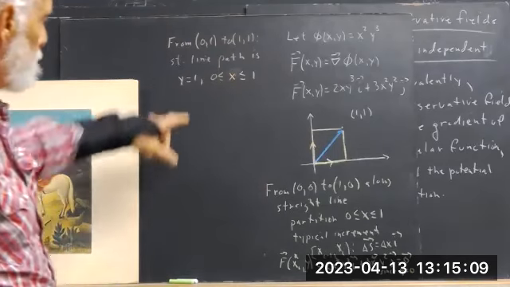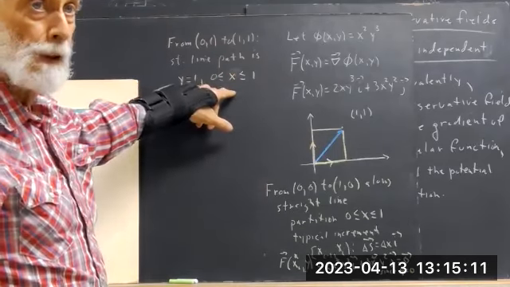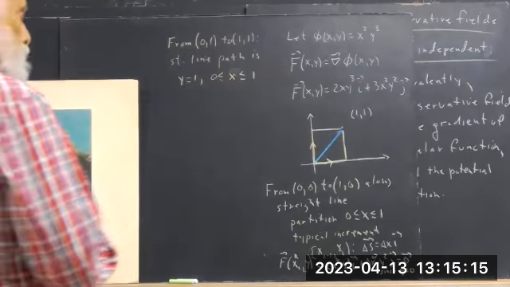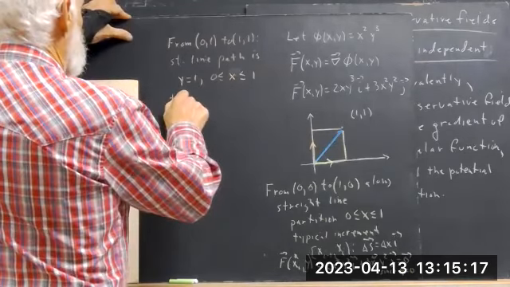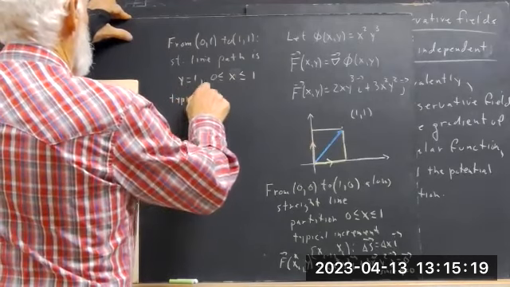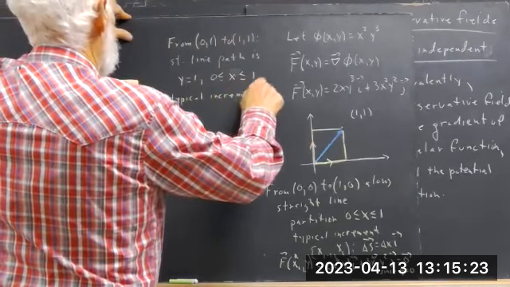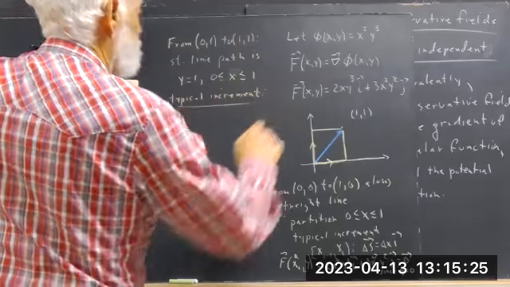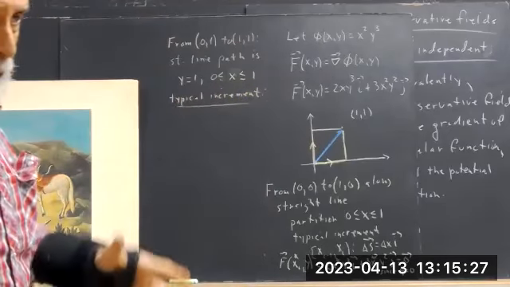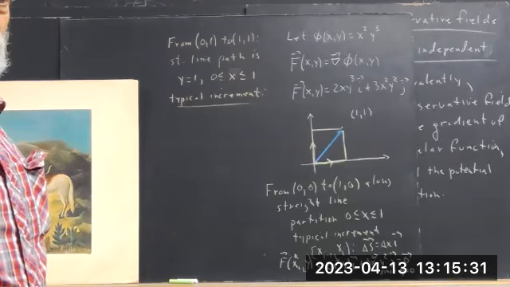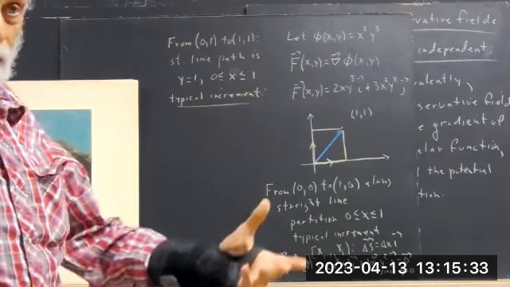The path can be characterized by the fact that y equals 1 and x is between 0 and 1. So, typical increment. I'm not seeing this in anybody's paper. You've got to have this step in order to do a complicated alignment.